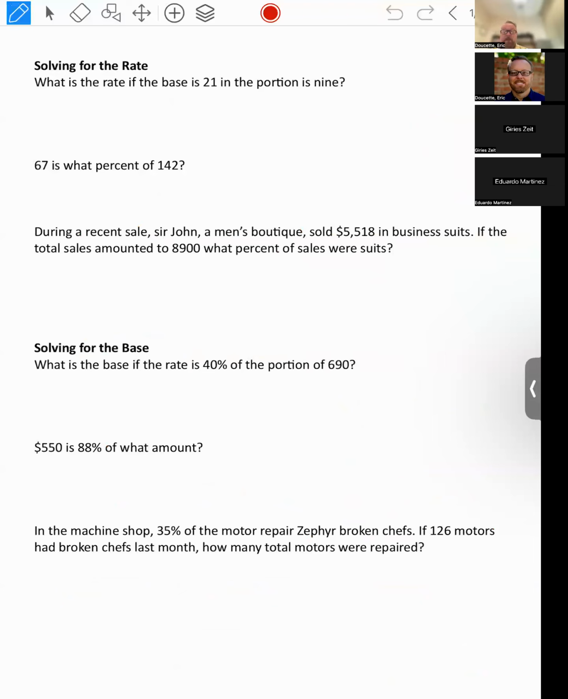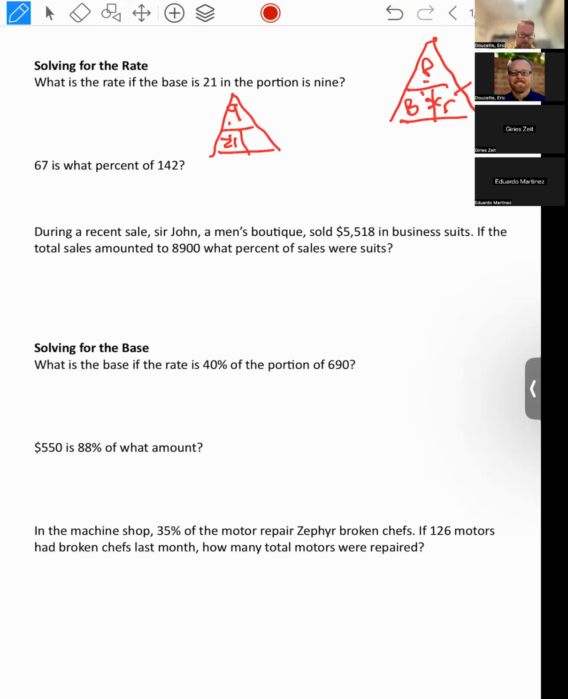So here we're going to solve for the rate. If I use this portion formula again, remember it was portion, base, and rate. These two multiply, these two divide. Now I'm trying to find this one here. It says if the base is 21 and the portion is 9, what is the rate? I would simply do my formula. The portion was 9 and the base was 21, so I would simply divide those two.